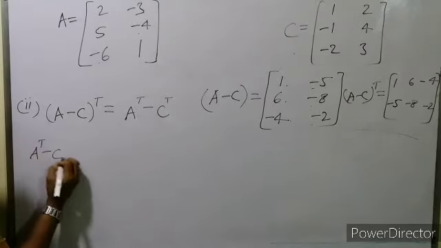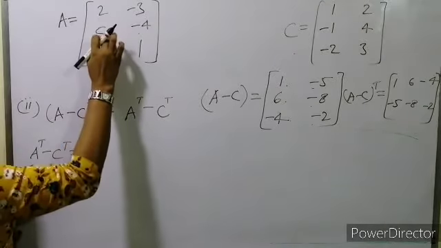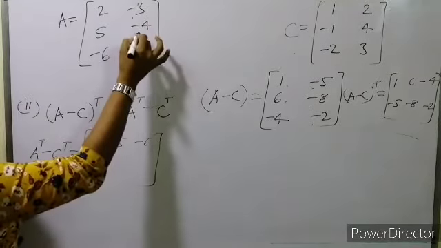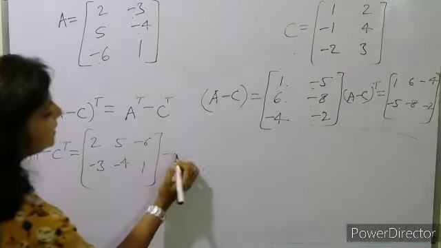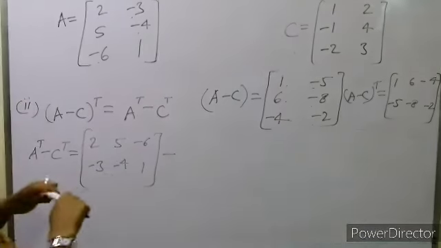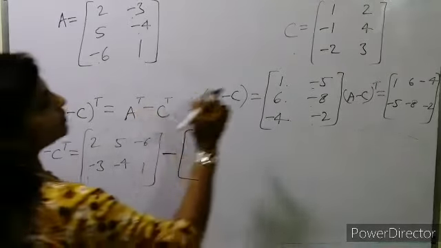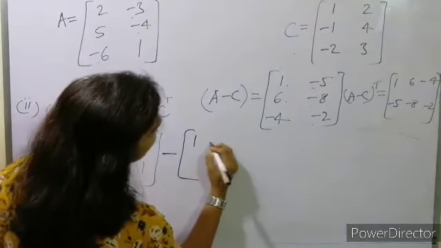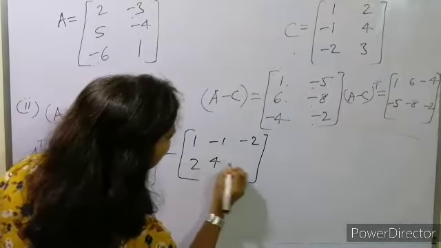Now we'll find out the value of A transpose minus C transpose. So we'll write the value of A transpose. A transpose will be 2 5 minus 6, minus 3 minus 4 1. Now minus C transpose. This is C, and we have to take its transpose. So C transpose is 1 minus 1 minus 2, 2 4 3.